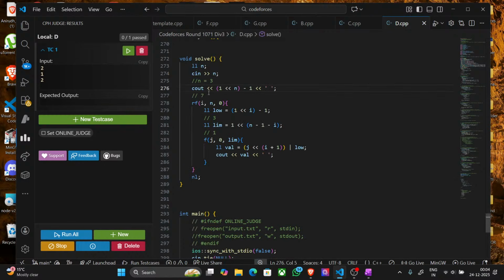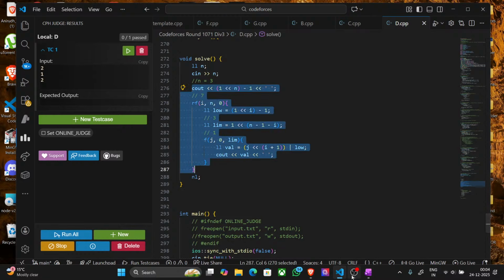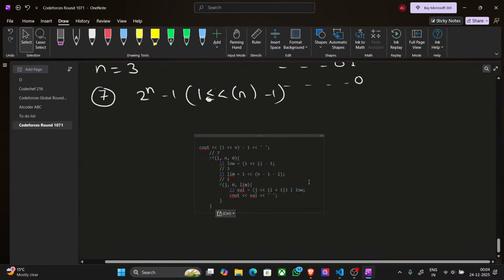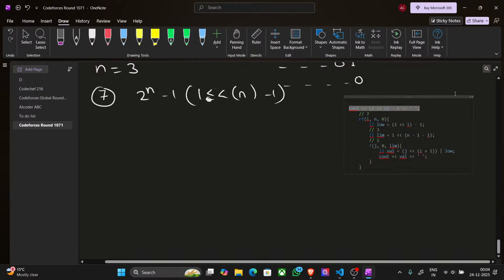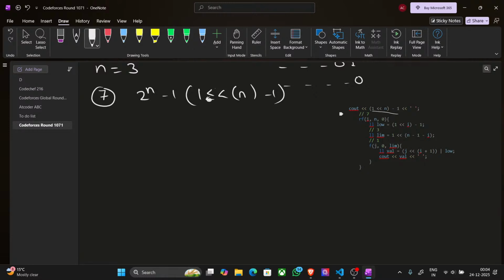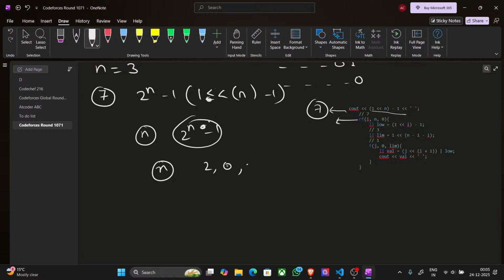Now, look, first, what I'm doing, I'm printing 7 as the largest element, which is always the largest. Then I have done a reverse loop on n. How many bits are present in the 7? There are always n bits that are on, because it is 2 raised to power n minus 1. So I can iterate over 2, 1 and 0.